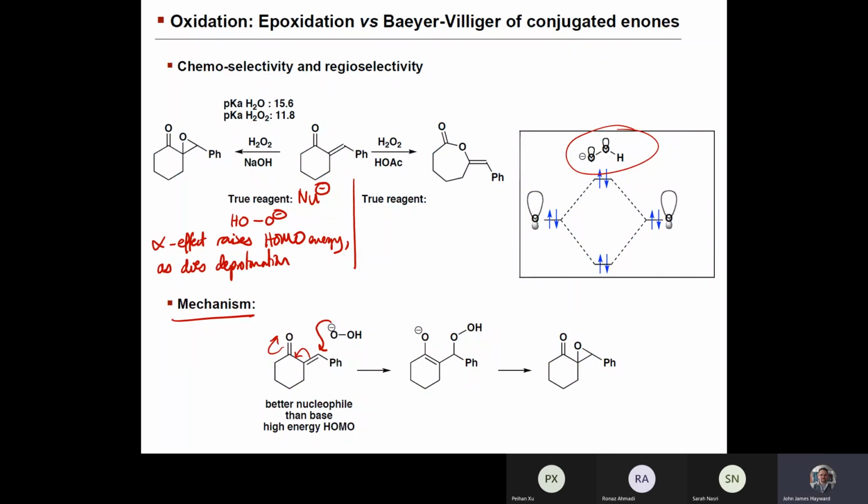So conjugate addition to generate the enolate. The enolate then comes back down and attacks the oxygen. The oxygen is electrophilic because of the weak OO bond. Weak OO bond makes oxygen 1, and I'm going to say that's oxygen 1, that's oxygen 2, an electrophile.